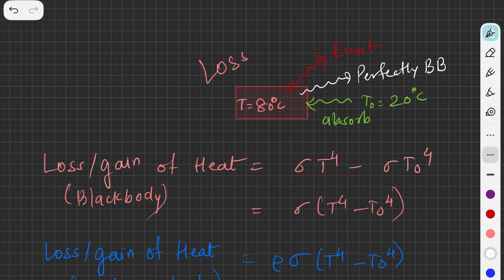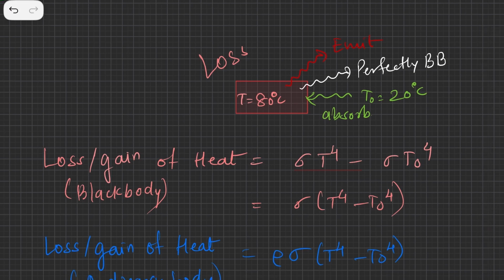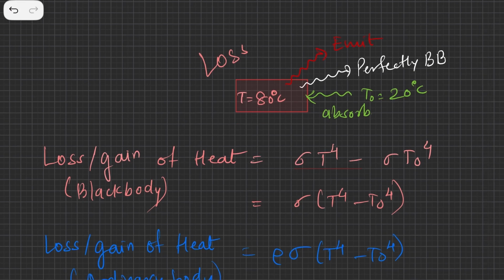Okay, so let's see how it works. Now, because this body is a perfectly black body, I can say that the rate of emission, or the amount of energy emitted per unit area per unit time, applying Stefan-Boltzmann's law, I'll get something called sigma T raised to 4. This is the amount of energy emitted per unit area per unit time. So that's the amount of energy.